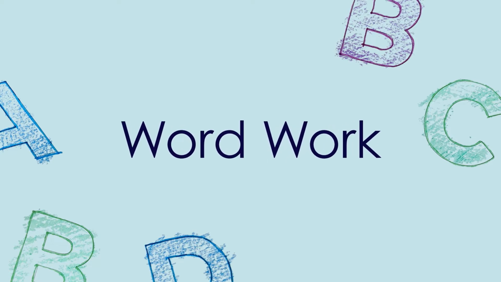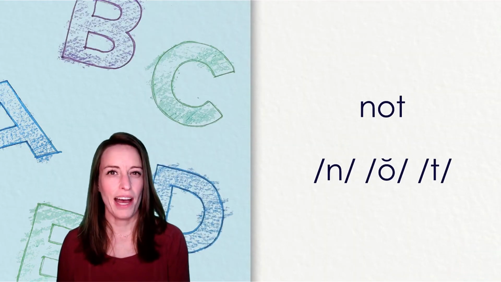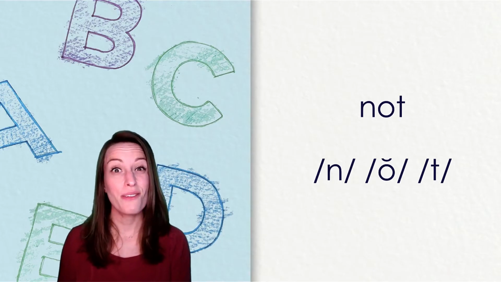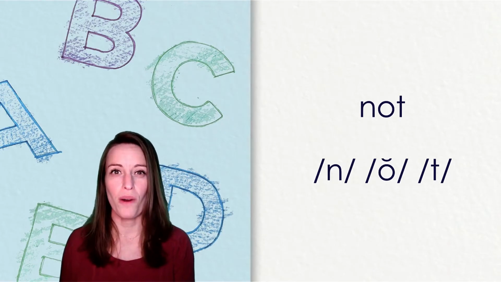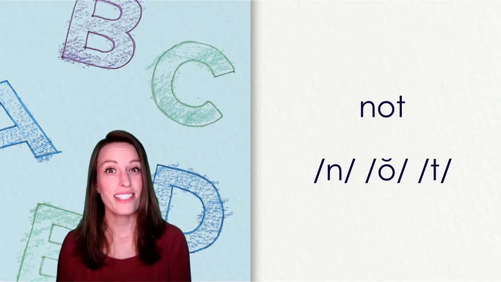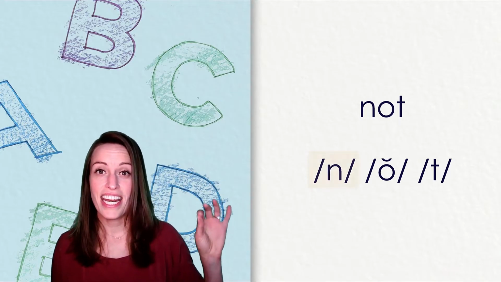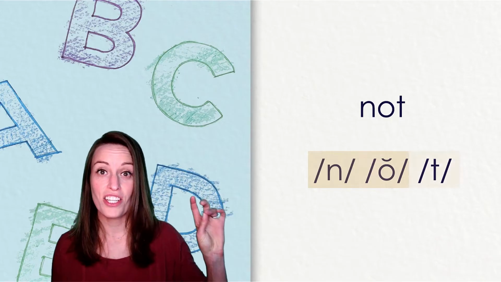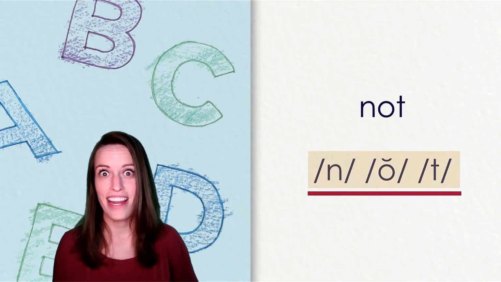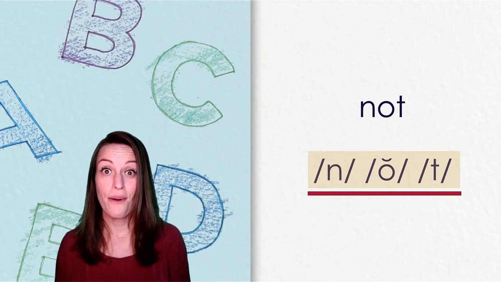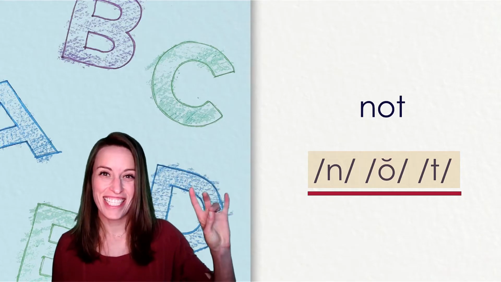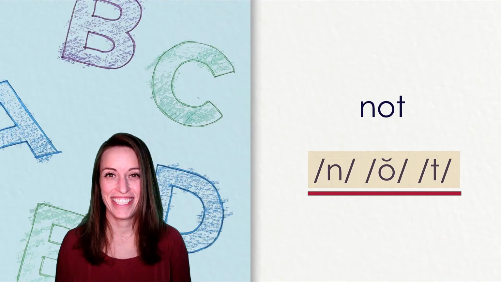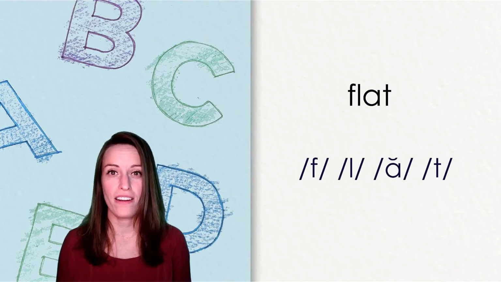Word work. Now, we will make a word using sounds that we know. Let's take a look at this first word. The sounds in this word are n, a, t, not. Nice work. Now, it's your turn. N, a, t, not.